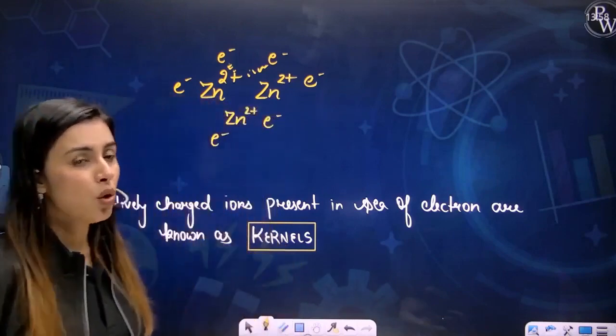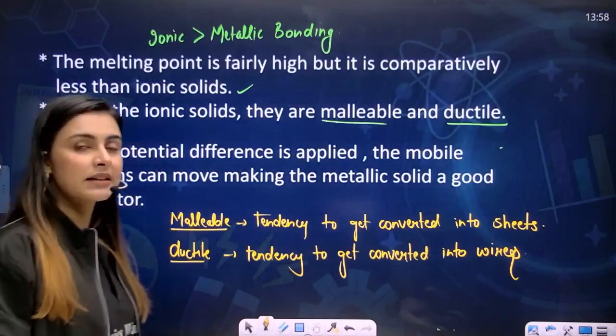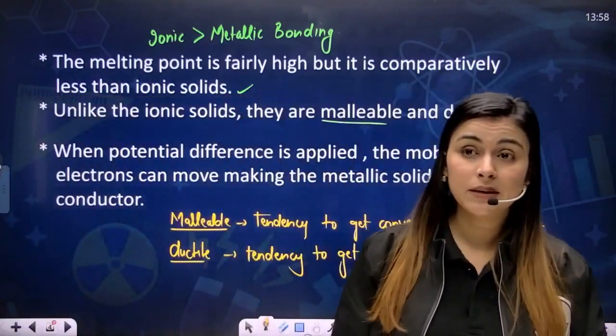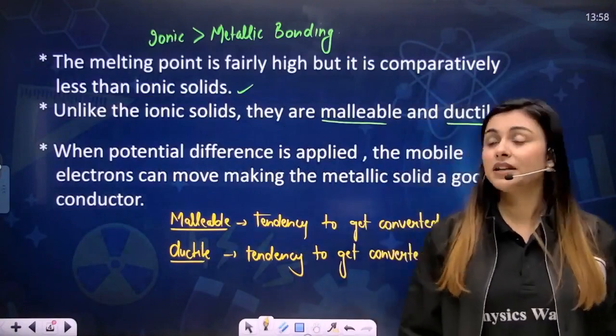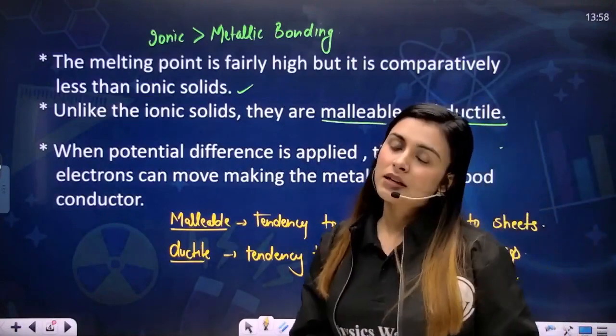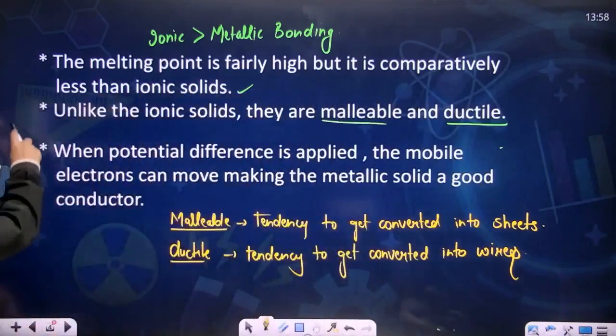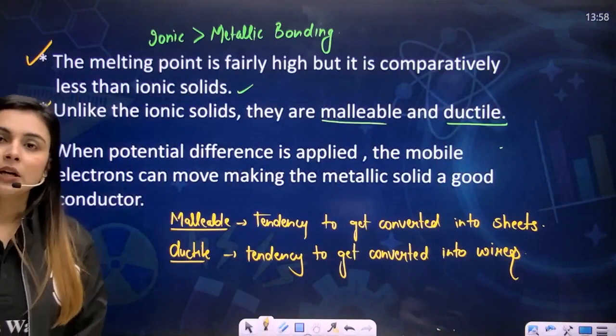So we can say that unlike the ionic solids, they are malleable and ductile. Ionic solids were not malleable and ductile, but metallic solids are malleable as well as ductile. I hope it is clear. This point is important. All these points are important. Questions are asked from these particular points.